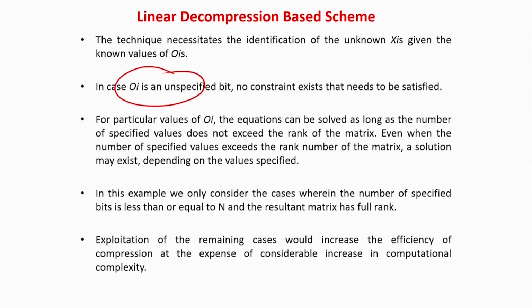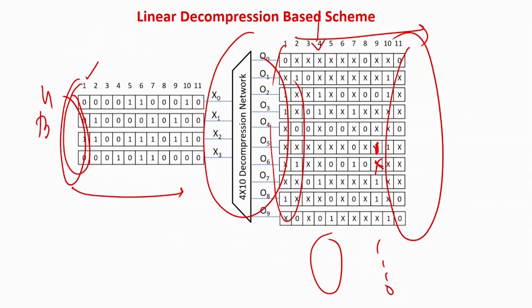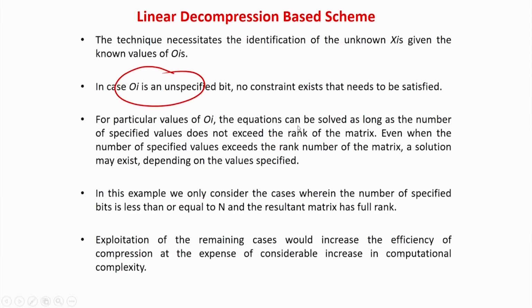But how has the column been generated? The column has been generated based on this circuit. So there is a plain theory saying that for particular values of oi, the equations can be solved as long as the number of specified values, that is, the non-x values in oi, does not exceed the rank of the matrix. Even when the number of specified values exceeds the rank of the matrix, a solution may exist depending on the values specified. Then we do not guarantee.